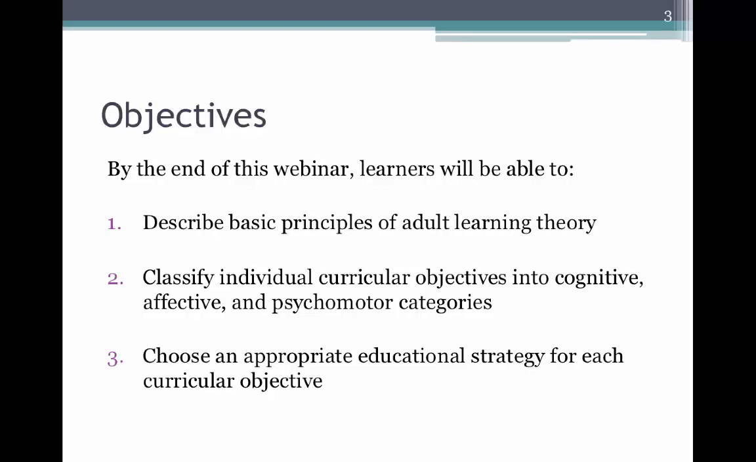The objectives are as follows. By the end of this webinar, the learner will be able to: 1. Describe basic principles of adult learning theory. 2. Classify their individual curricular objectives into cognitive, affective, and psychomotor objectives. And 3. Choose an appropriate educational strategy for each curricular objective.